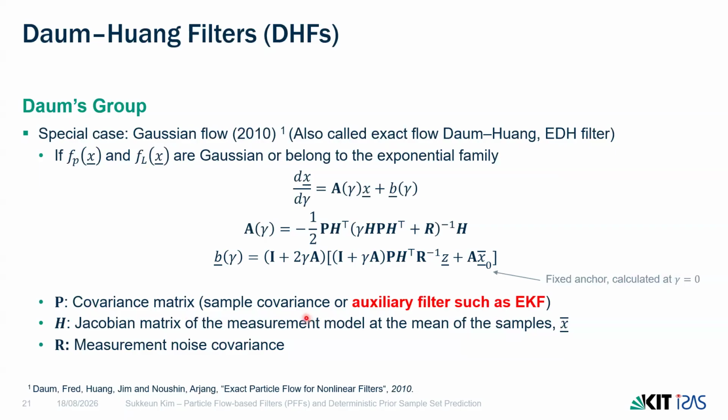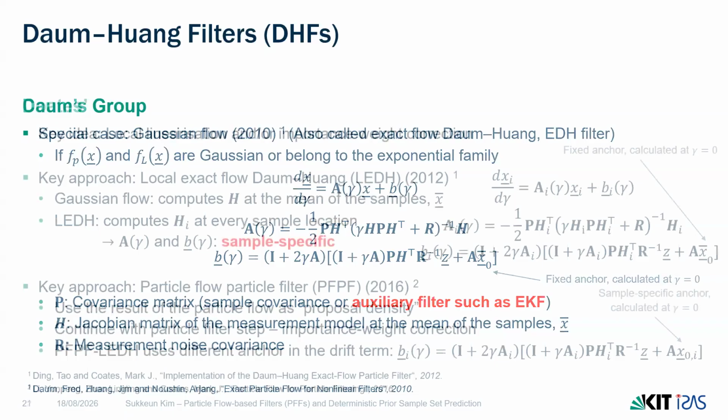You can calculate the covariance P using the samples, or use an auxiliary filter such as the EKF only to track this covariance. H here is the Jacobian matrix, and R is the measurement noise covariance. So that was the Gaussian flow.